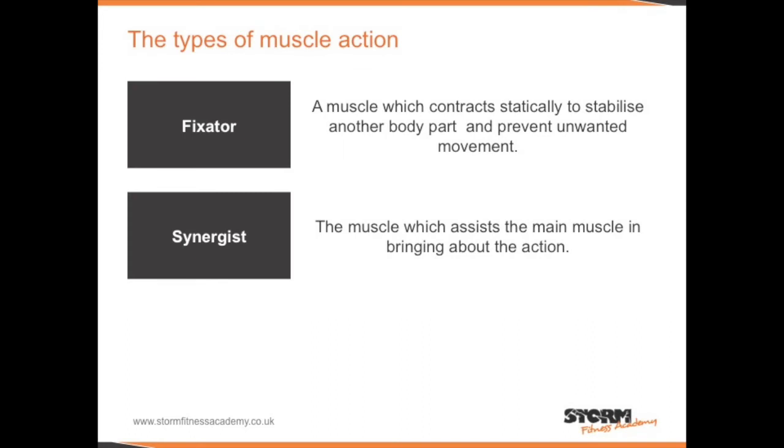Fixators. These are muscles which contract statically to stabilize another body part and prevent unwanted movement. The transversus abdominis is a big fixator. During most exercises that require any stabilization, the transversus abdominis helps to stabilize the spine and prevent unwanted movement. Synergists. This is a muscle which assists the main muscle in bringing about the action. For example, during a chest press, the chest muscles are the main muscles working. It's also assisted via the triceps.